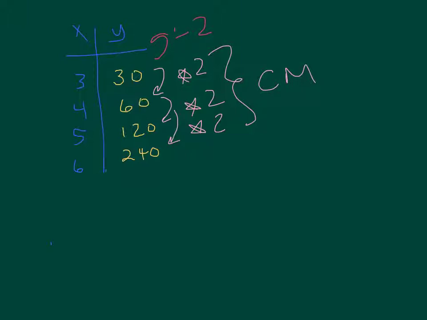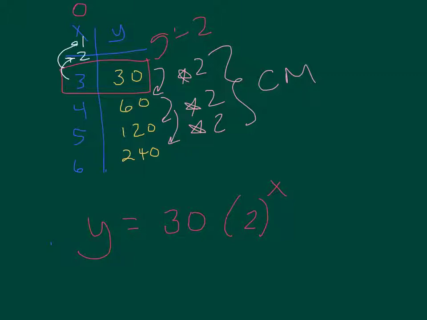So what I want you to think about here is that I know I'm going to use this as my starting value, which is 30. And my constant multiplier is 2 to the x. But I'd have to divide it by 2 how many times to get back to a starting value of 0? So I'd have to divide it once, divide it twice, divide it 3 times. So I'd have to divide it by 2 to the third, otherwise known as 2 to the third.